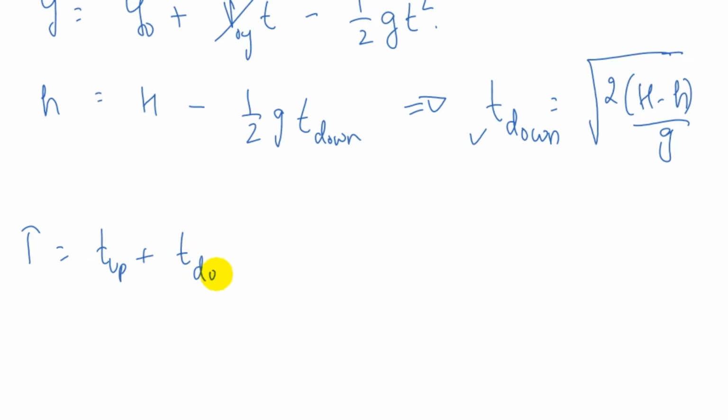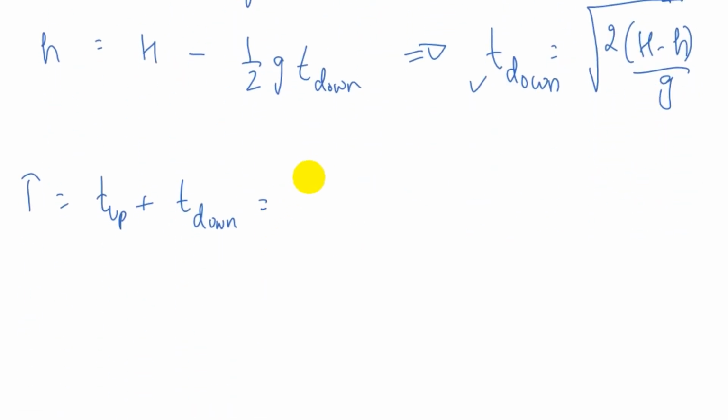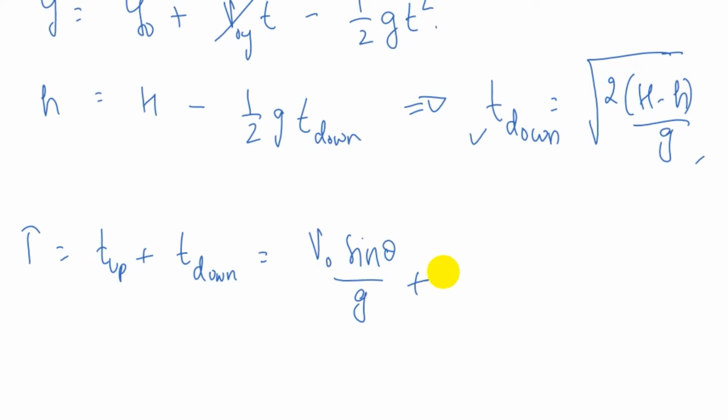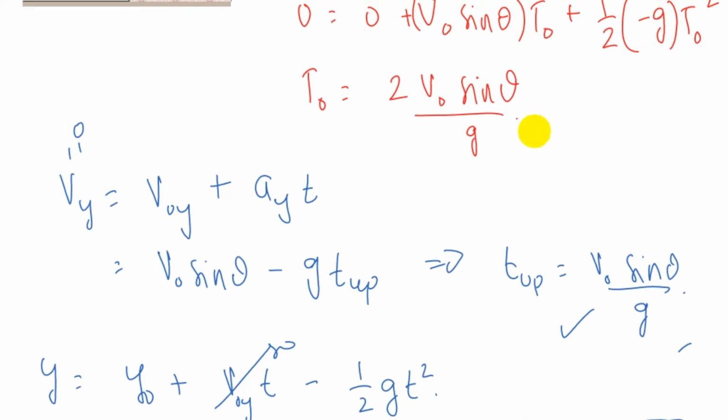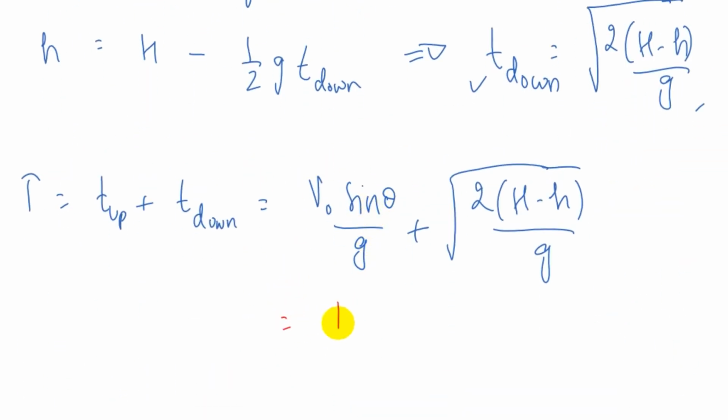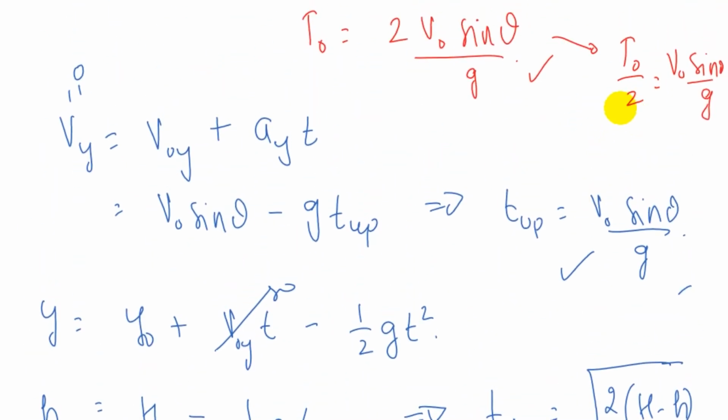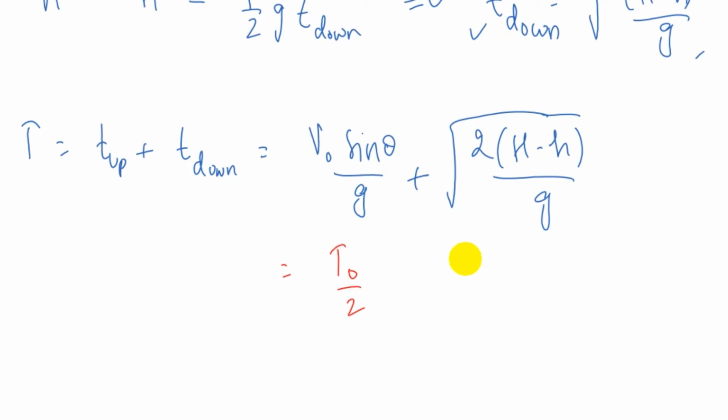We can write it this way. And t up we have this: v naught sine theta divided by g, and t down we have this: under root 2 (H minus h) divided by g. Now earlier we derived one formula, this one: v naught sine theta times 2 over g is t naught. So from here we can write that t naught over 2 is v naught sine theta divided by g. So this we can write as t naught divided by 2. From here, if you compare these two things, we can write it this way, t naught by 2.